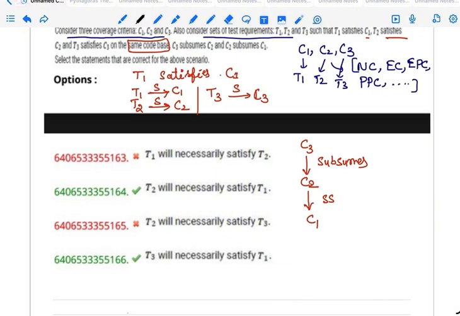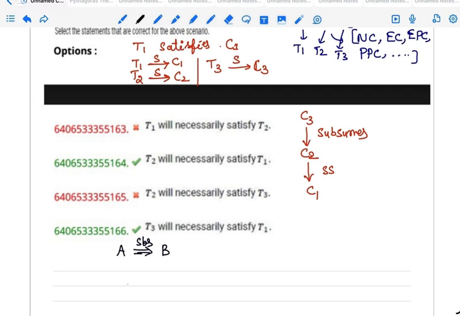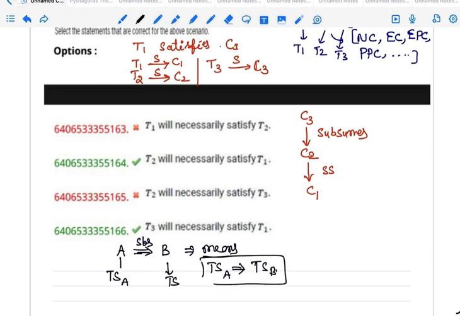Statements that are correct about the scenario. For example, A subsumes B. A has a test suite and B also has a test suite. A subsumes B means the test suite for A also compulsorily satisfies the test suite for B. That means the test requirement for A also subsumes the test requirement for B.